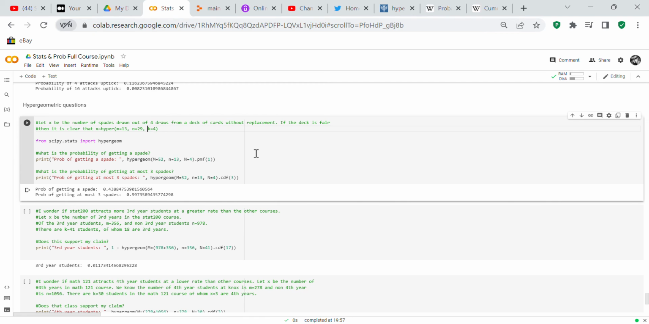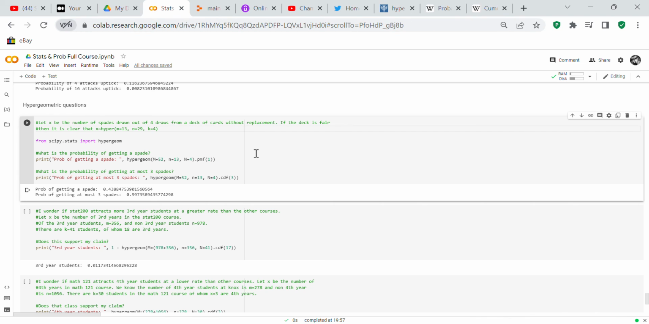What is the probability of getting a spade? And then the answer to that is hypergeom, and then M equals 52 because there's 52 cards in the deck. N equals 13 because there's 13 spades in the deck. N equals 4 because there's 4 draws. And then it says .pmf(1), you want to get 1 spade. And the probability of that is 0.4388475. And that's exactly what you got in R.